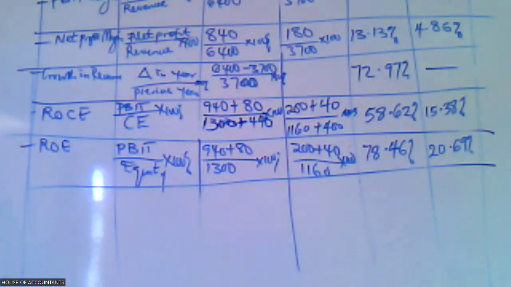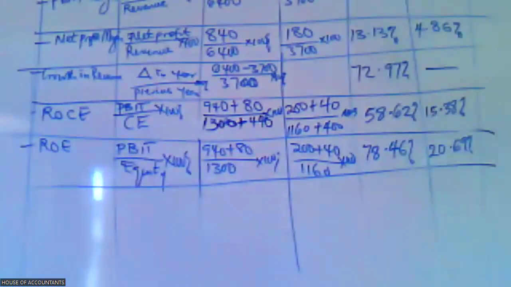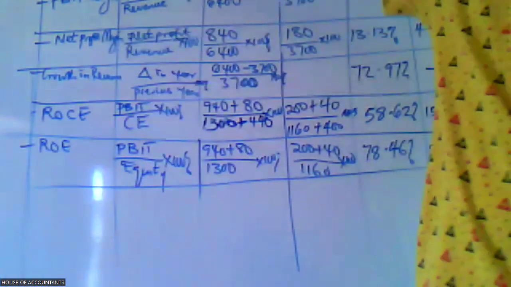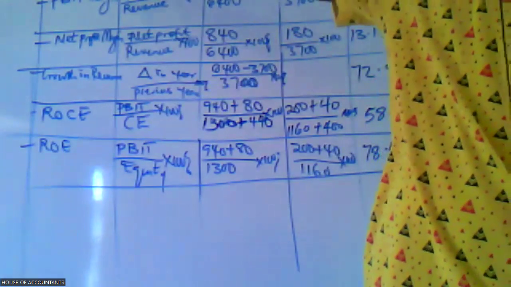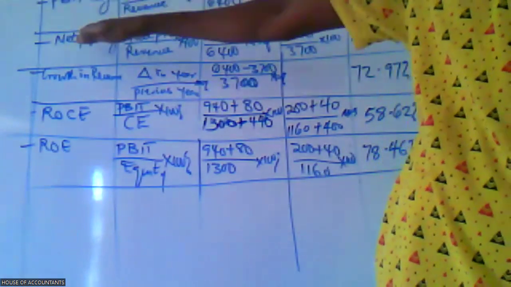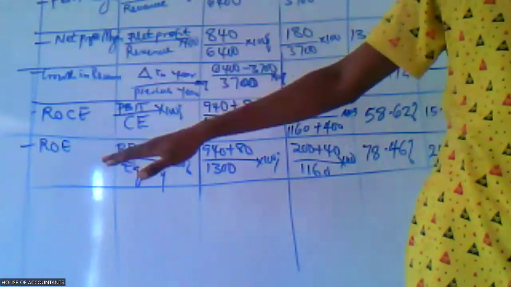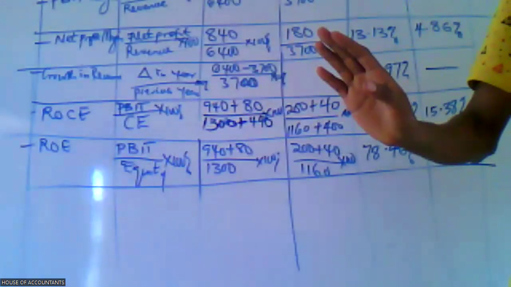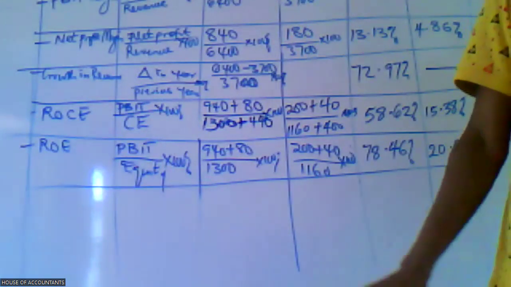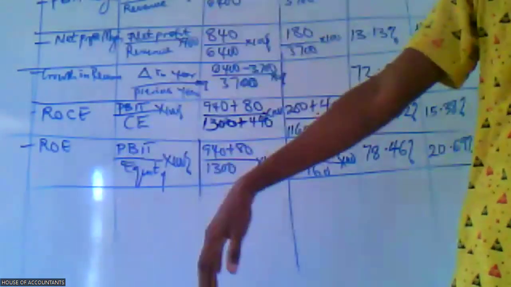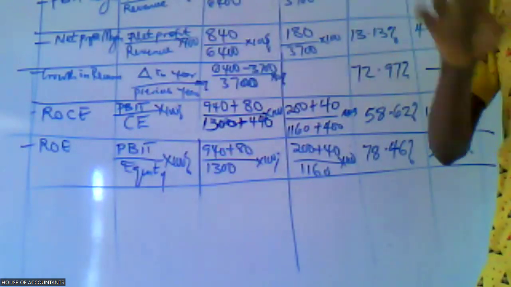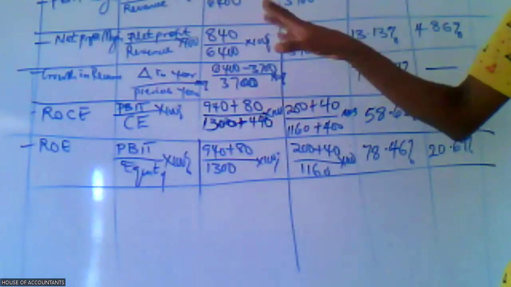Now, in your exam, if you think that this is taking too much time, it's not compulsory that you must calculate all the ratios. This question did not specify which ratio you should calculate. But in some questions, they will list it like this: calculate gross profit, calculate net profit, calculate ROCE, calculate ROE. Do you understand? So in a question where they did not list what you are going to calculate, just calculate 3 or 4 and interpret 3 or 4, because of time.